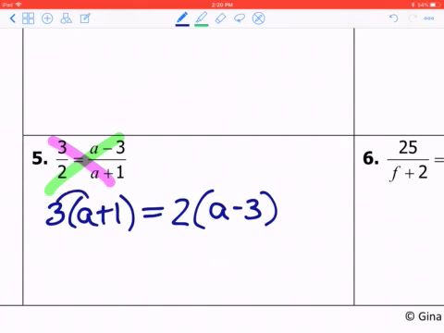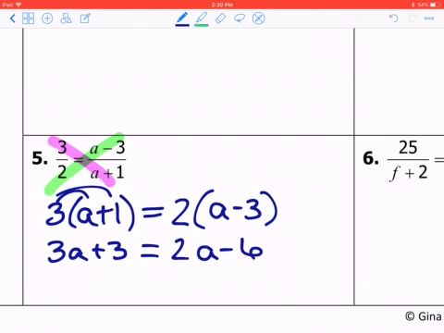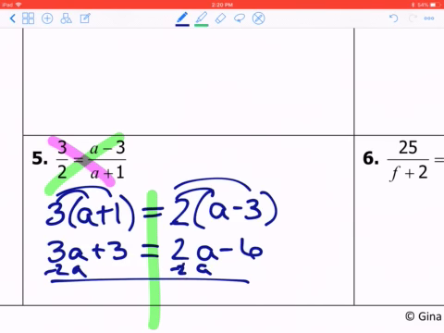So now I'm going to distribute through. So 3a plus 3 equals 2a minus 6. All right, so I just distributed 2 times a, 2 times a minus 3 is 2a minus 6. Now this is where I separate my equation. Now I'm going to subtract 2a from both sides, so get all my variables on one side. So I have a plus 3 equals a negative 6. We're going to subtract 3. a equals negative 9.